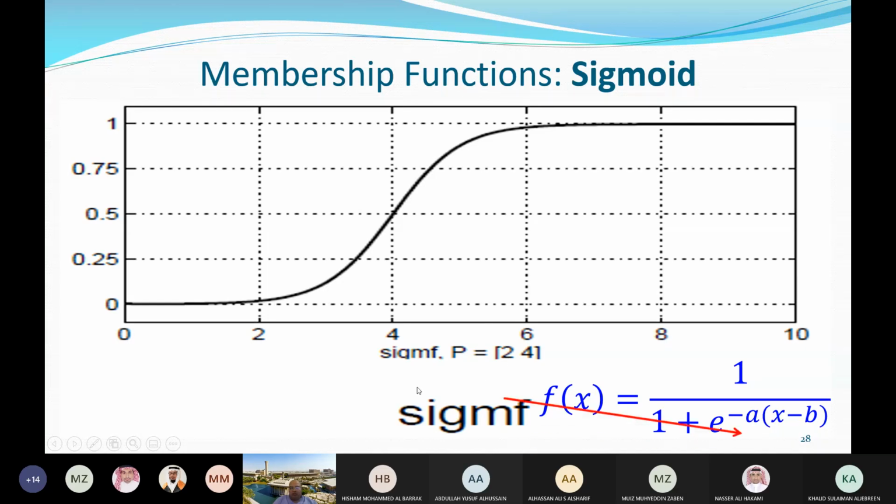Here 2 is a, and 4 is b. So at 4 you have 0.5. This is usually the case. If b equals 4, then at x equal to 4 we have 0.5, and it ranges from 0 to 1. If x is infinity, then it becomes 1. If x equals minus infinity, then this becomes 0. So this is 0 here, and it goes like this.